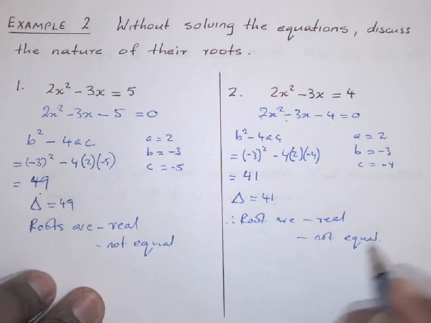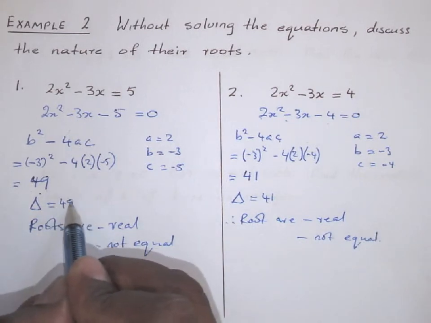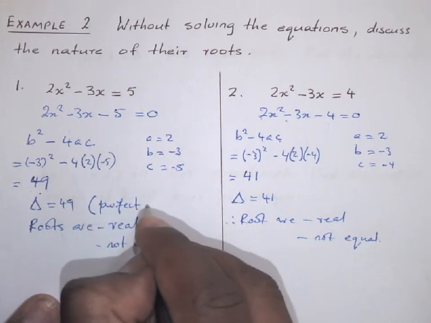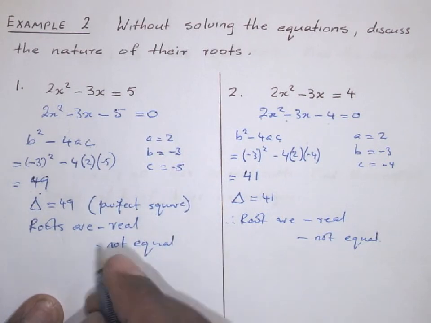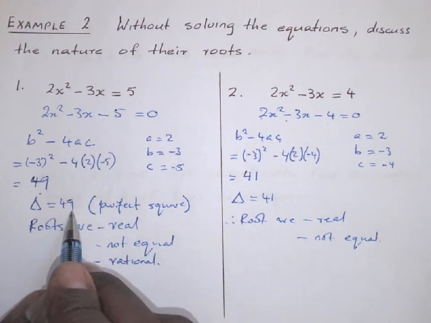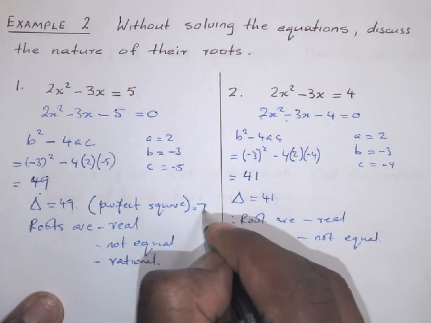But there's something special about this. If you look, this number is a perfect square. This one is a perfect square because I can square root it. It's a perfect square. Alright? If it's a perfect square, then we say the roots are rational. How do I know it's a perfect square? Because 49 can be written as 7 squared.